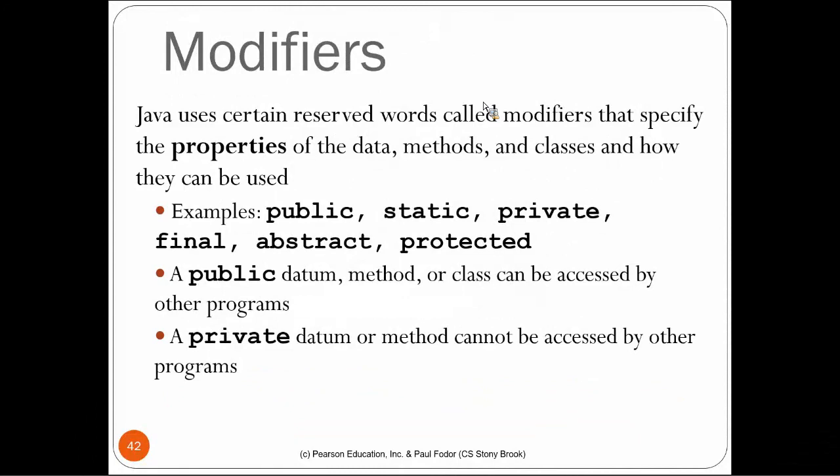Modifiers are certain reserved keywords which specify the properties of data, methods, and classes, and how they can be used, who can use different methods. For instance, public, private, and protected are visibility modifiers. Public data is available to all the classes in any package. Private data is only available to methods within the current class. No one else can modify private data except the current class's methods.